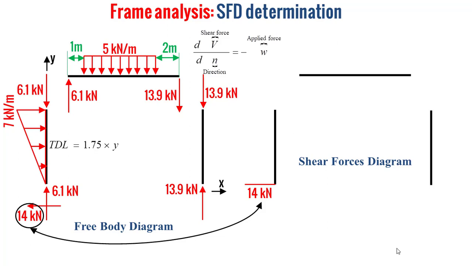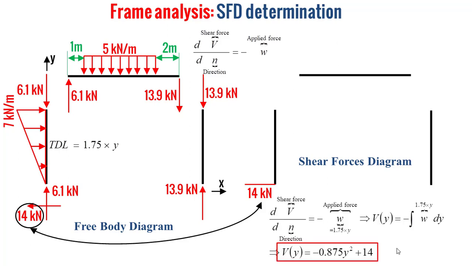So we can determine the expression of the TDL as a function of y, which is the longitudinal direction of the left-hand column, and here TDL is equal to 1.75y. In fact, if we verify this, for y equal to 0, we have a TDL equal to 0, and for y equal to 4 meters, which is the height of the left-hand column, we have the TDL equal to 1.75 multiplied by 4, which will give finally 7 kilonewton per meter. So we now have the expression of TDL as a function of y.